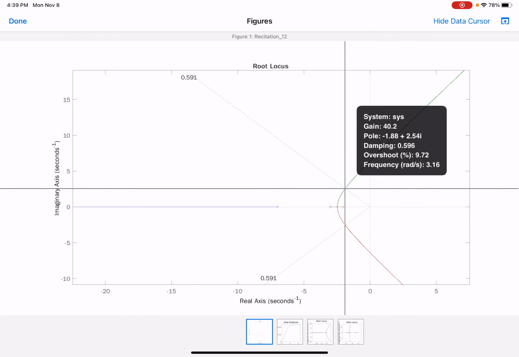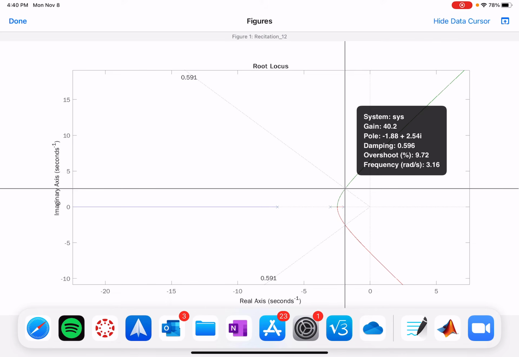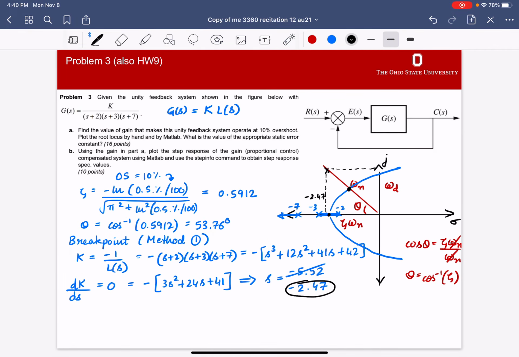So essentially what I'm looking for is that around 41 is what I found out to be where the overshoot value stays at 10%. So from this kind of graphical analysis, we can say that the gain at this point here is 41. And this is coming from MATLAB.